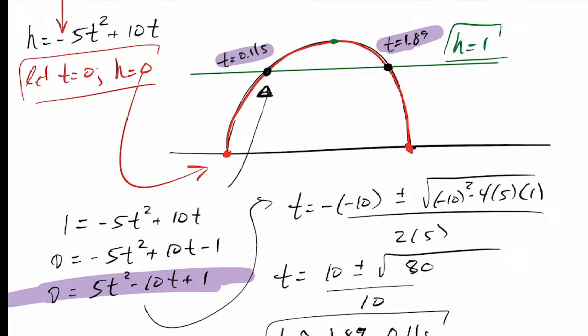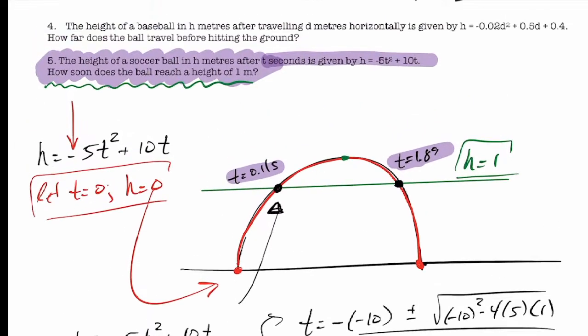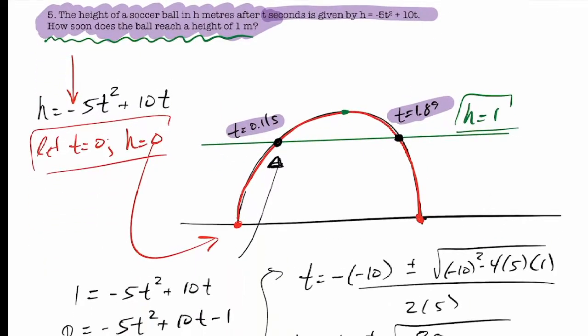Okay, so from this here, the question is asking, when does it first reach 1 meter? So the answer would actually be just this one. It'd be the 0.11 seconds. That would be your answer for this one. It would equal 0.11 seconds exactly.